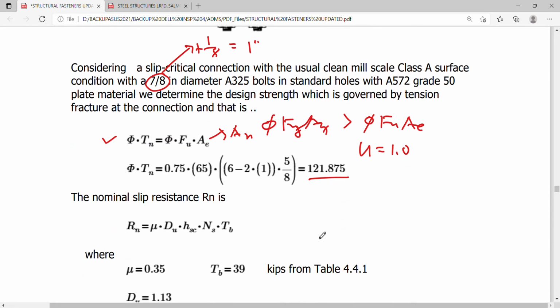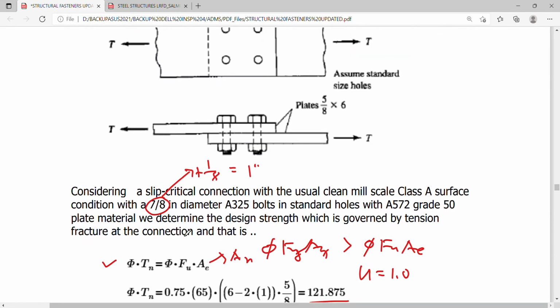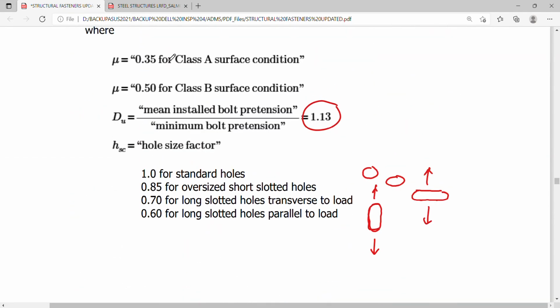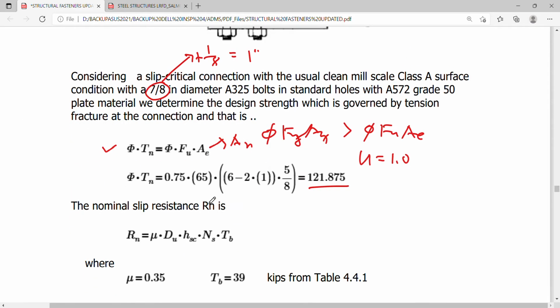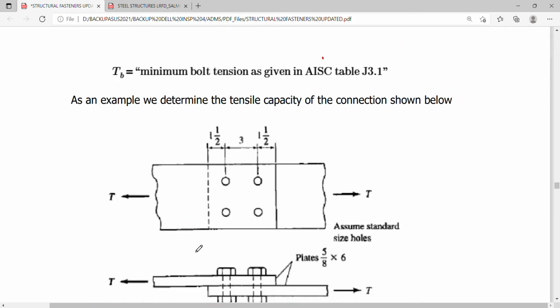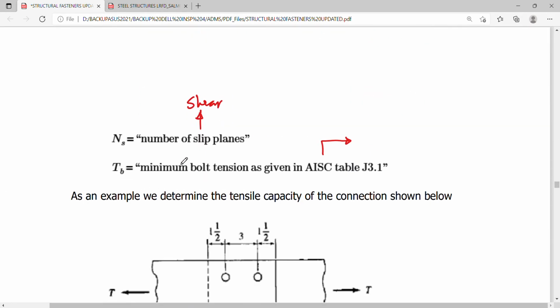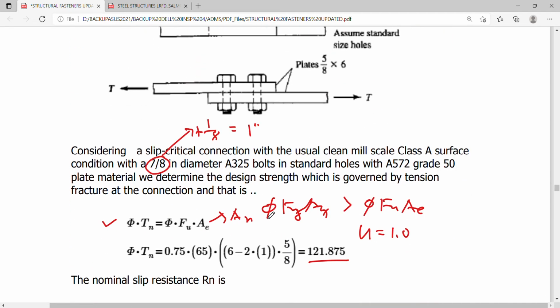So we have now the area times the stress, for the strength, which is simply equivalent to 121.875. So the nominal slip resistance Rn is now computed based on the formula μ Du hsc Tb Ns, where μ is 0.35 for class A condition. So you can refer here. This is your μ. And then Du is 1.13, hsc is 1, and Ns is 1. hsc is the standard hole, and Ns is the number of slip planes, in which we consider only one slip plane here, passing on each of the bolts.